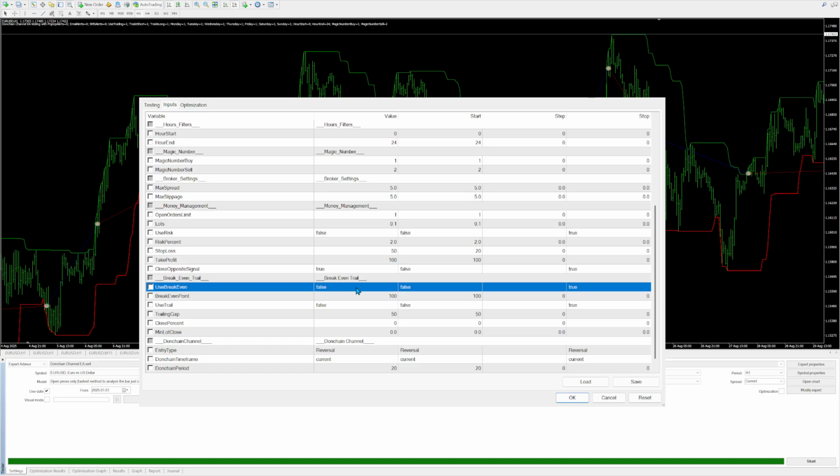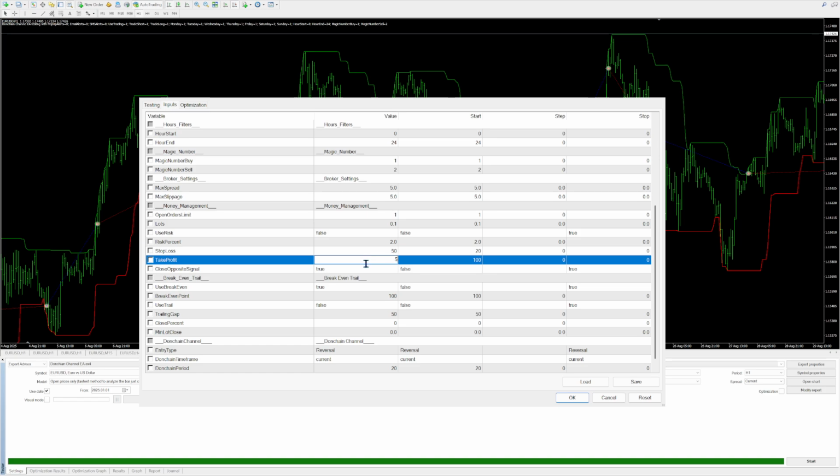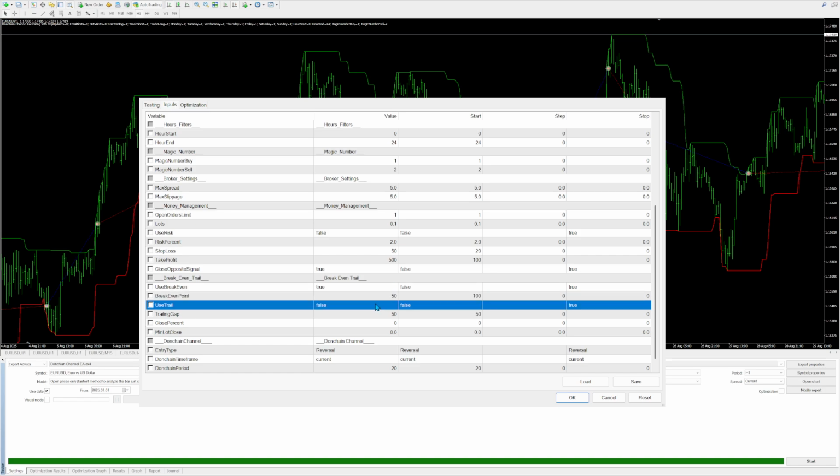Break even and trailing stop. So this is handy if you want to perhaps maximize positions as much as possible. Sometimes I'll just have the take profit set to something really high and then have a break even, so just lock in the trade, I don't know, 50 pips in your favor. You will move the stop loss to break even.